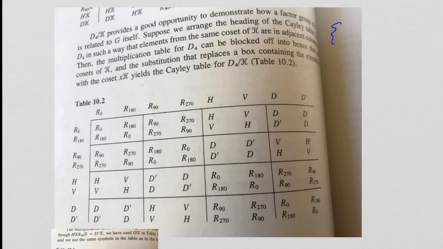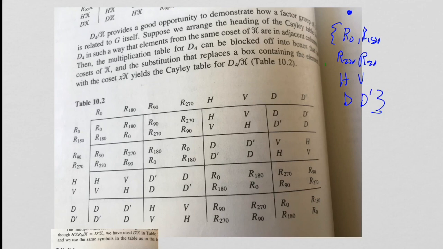So the set is going to be R0, R180, R270, R90, H, V, D, and D prime. That set is the group, right? And that set plus the group operation is the group. And you have to show a few other things. Everything has to have an inverse, right? And you can do this for this group. Of course it will. Everything should have an inverse, and everything needs to be associative. But it doesn't have to be commutative, right?